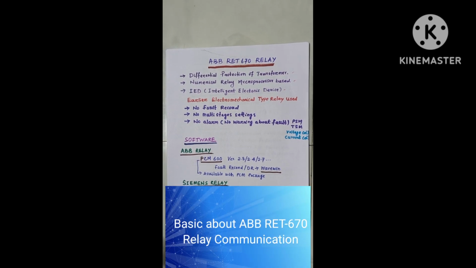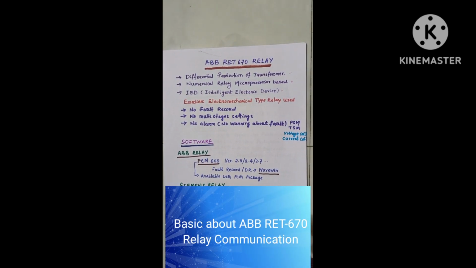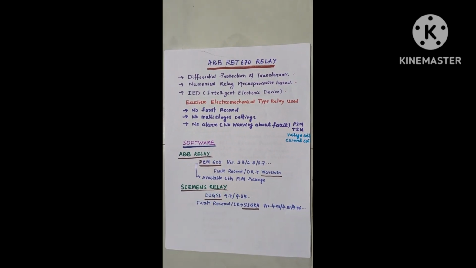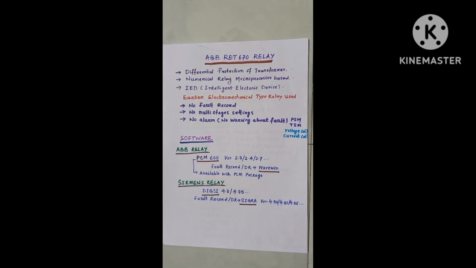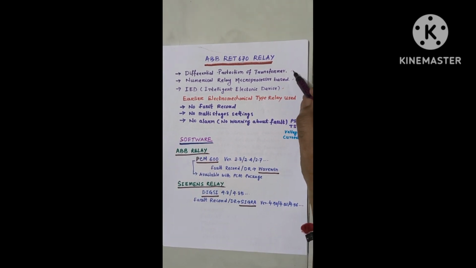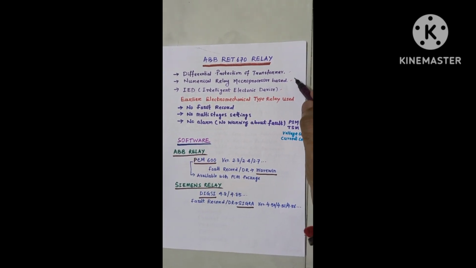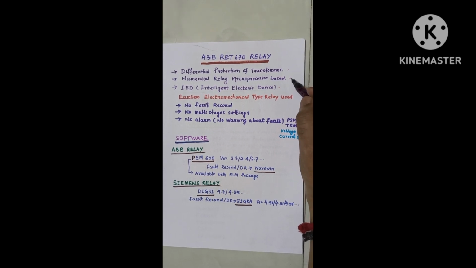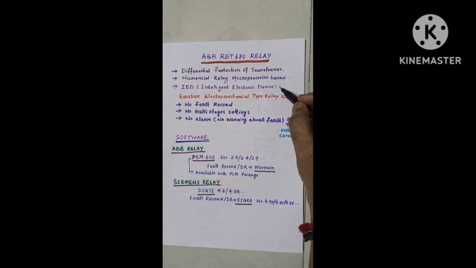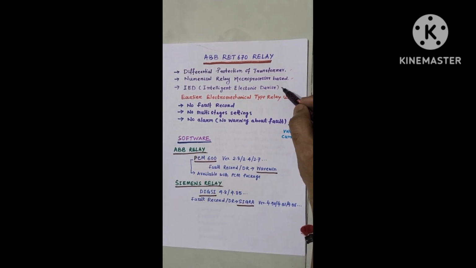Hello friends, today we'll discuss the basics of the ABB RET-670 relay. This type of relay is utilized for the differential protection of transformers. It is a numerical relay, a microprocessor-based relay. It is also called an intelligent electronic device.